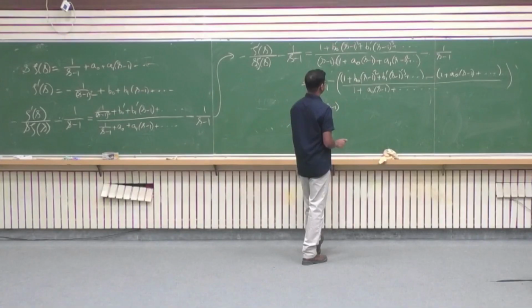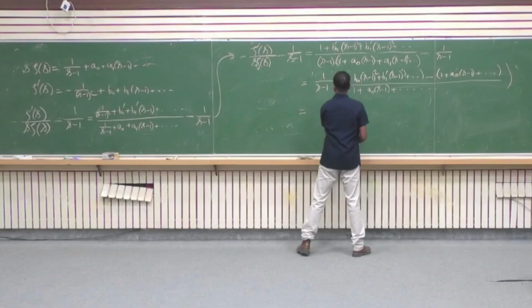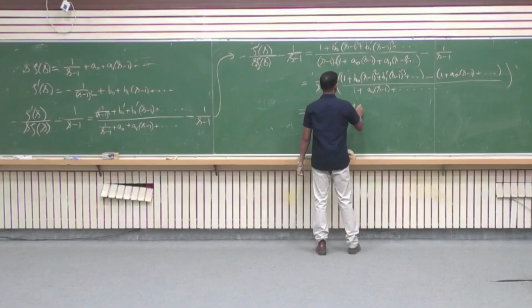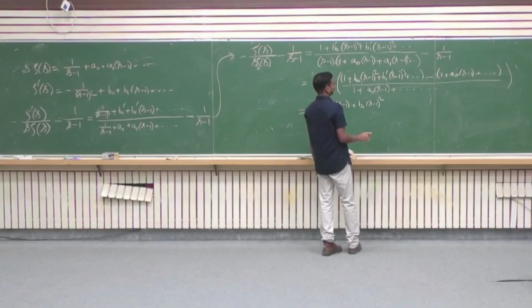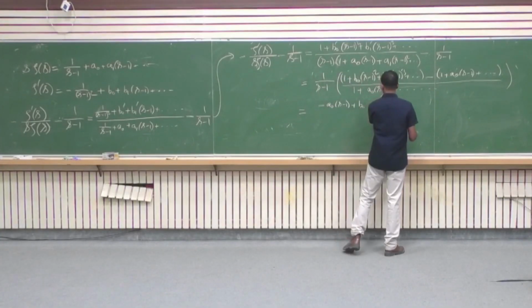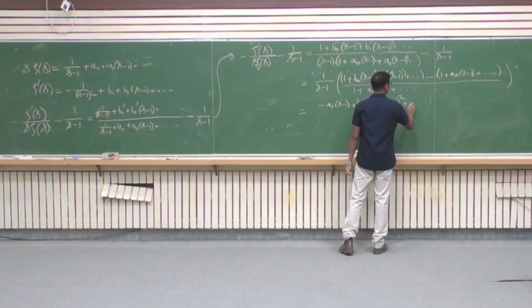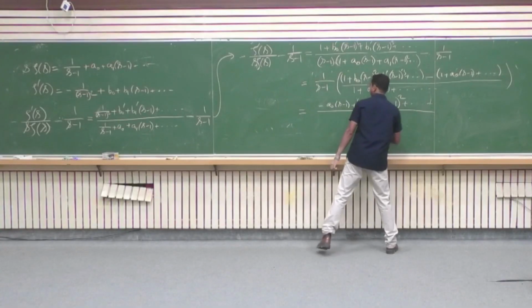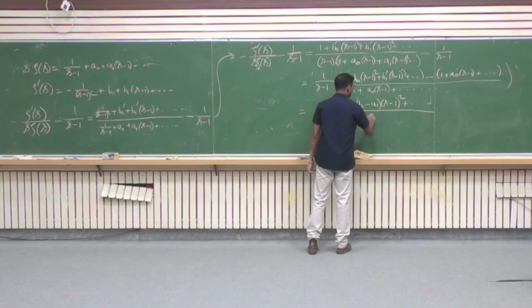wait a minute, no, this minus a0 times s minus 1 would come first. Minus a1, and below you have just whatever was in the denominator, a0 s minus 1 plus dot dot dot.